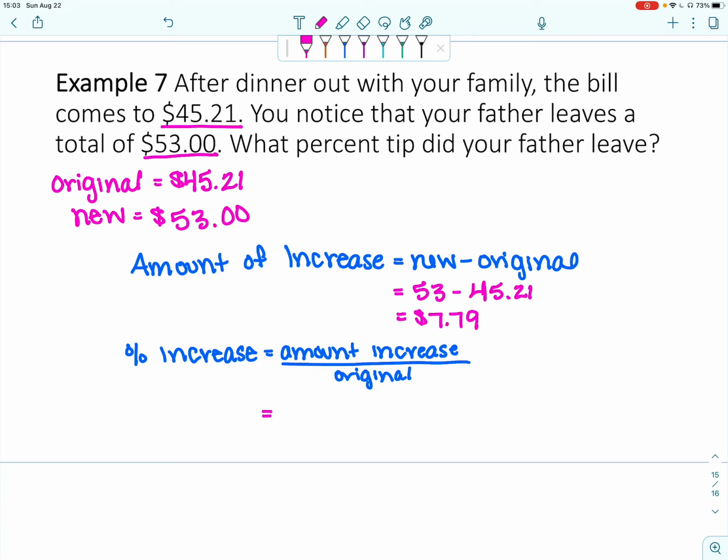So $7.79 divided by $45.21. That is 0.172. After the 2 is a 3, so the 2 stays a 2. It doesn't get turned into a 3. We want to do at least 3 numbers after the decimal point when we're turning things into percentages. So this is 17.2%.